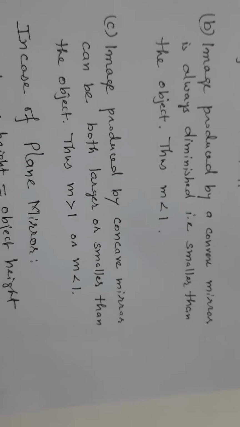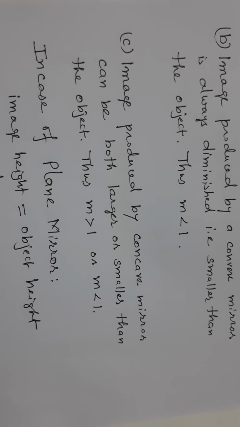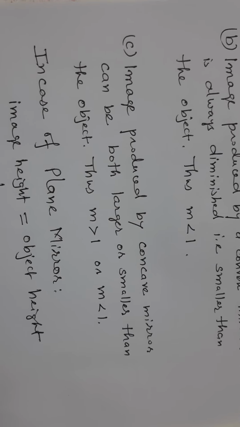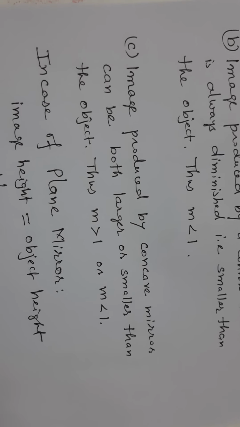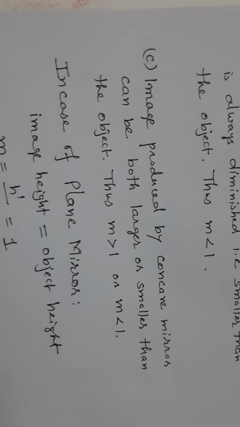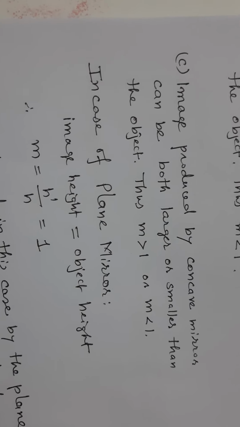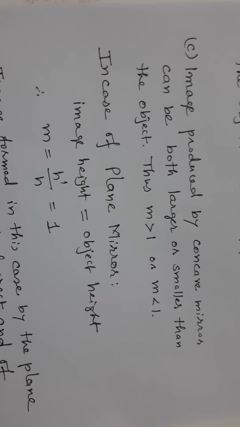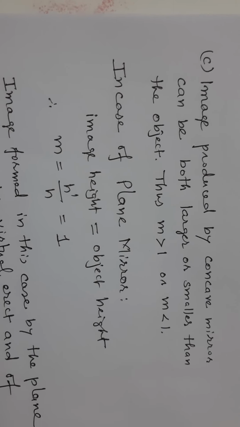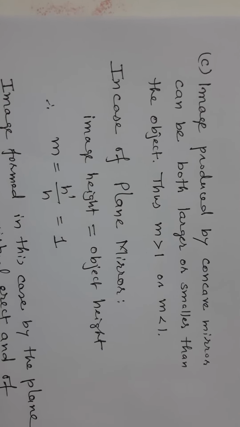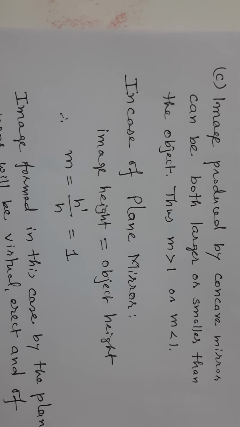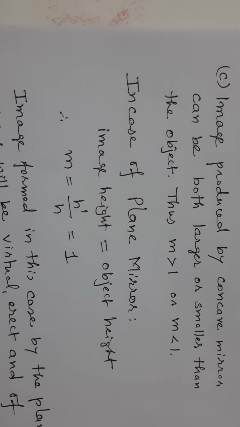The image produced by a concave mirror can be both larger or smaller than the object, that is, m is greater than 1 or less than 1. In case of a plane mirror, image height is equal to object height. Why do we say m is equal to 1 in case of a plane mirror? So this is the explanation given. Because image height and object height both are the same. m is equal to h dash upon h. h dash and h both are equal. That's why we get the value 1.